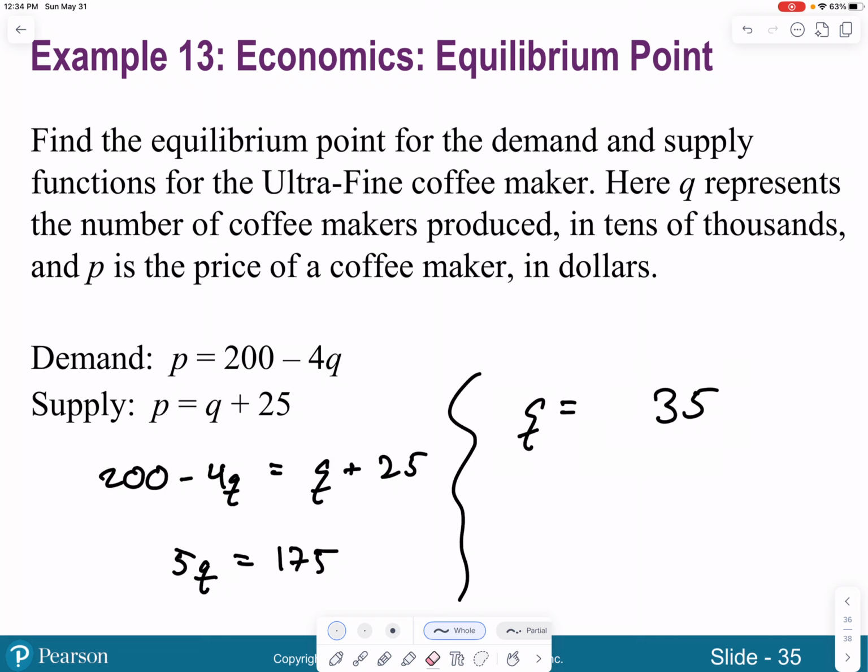Okay, so I got to backtrack a little bit. That totally is Q, and I didn't read it right. Tens of thousands. So let me see. 1, 2. I think it's like 4 zeros. 1, 2, 3, 4 units. And then the price, we just take this and plug it.